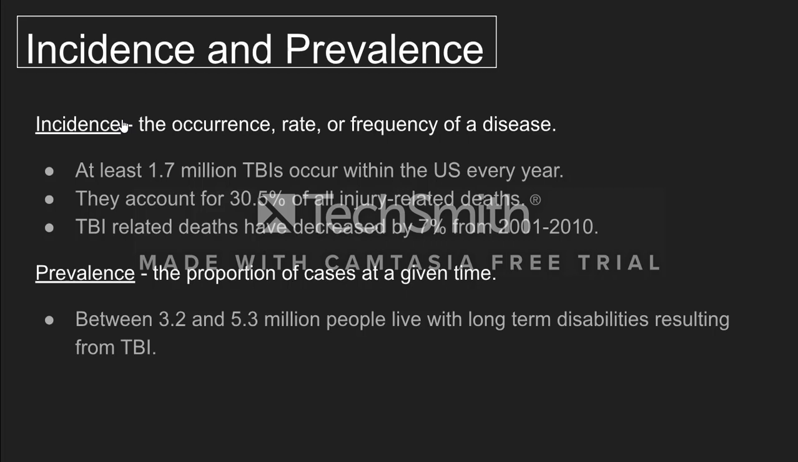This shouldn't be confused with prevalence, which is the proportion of cases at a given time. So basically, incidence tells us how likely it is that someone will suffer a brain injury, and prevalence tells us how widespread brain injury is within our population. So it's currently estimated that between 3.2 million and 5.3 million people live with long-term disabilities resulting from TBI. However, this number is probably an underestimate since it only counts individuals who have sought treatment for it.